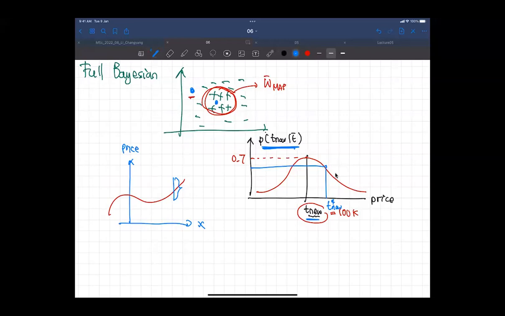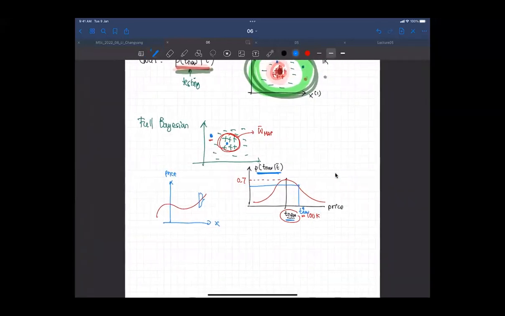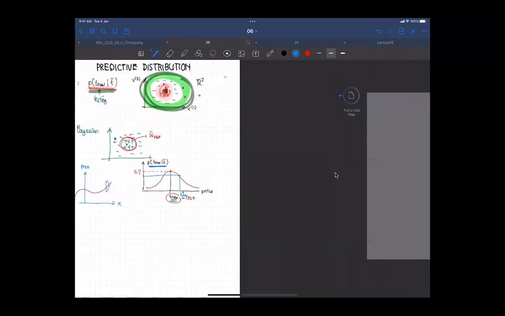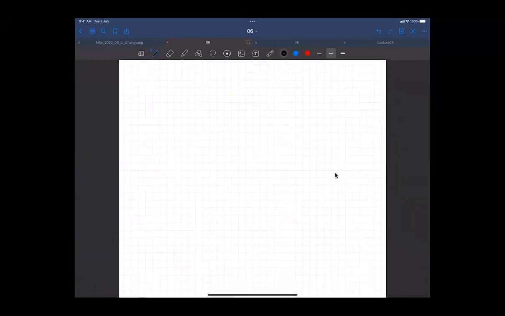Any other questions? Okay, so this one is our goal, to have this probability space. And actually, this one is the last part of your assignment. So that's our goal. Now, how can we get this, right? How can we get P of P new given P bar?